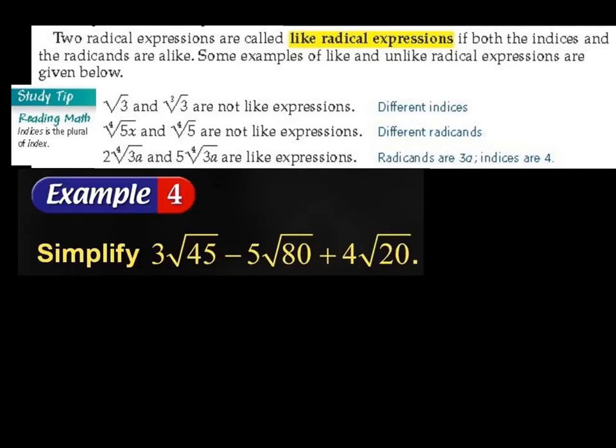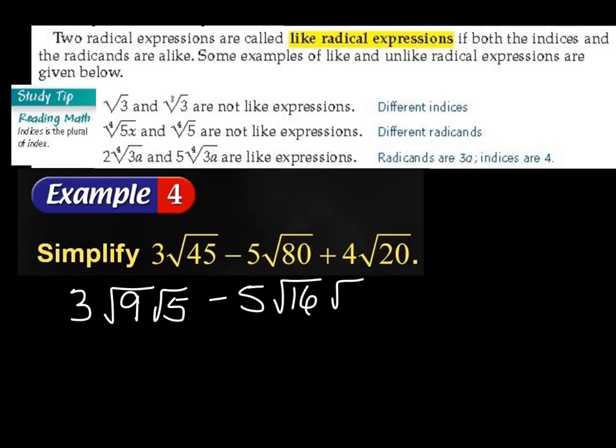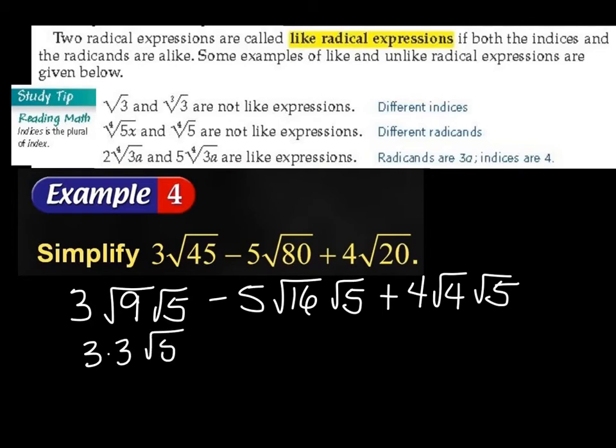I could simplify this expression by rewriting the square root of 45 as square root of 9 times square root of 5. And 80 would be square root of 16 times square root of 5. And 20 is square root of 4 times square root of 5. Square root of 9 is 3. Square root of 16 is 4. Square root of 4 is 2.